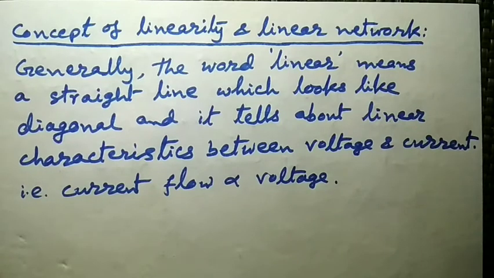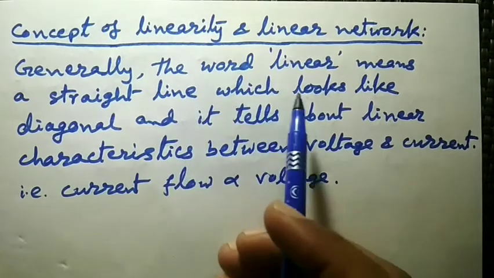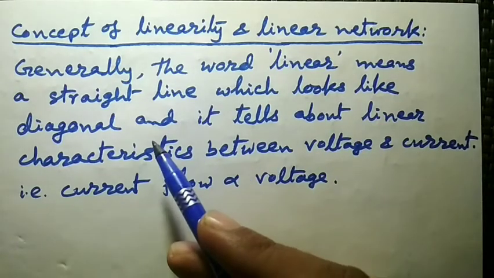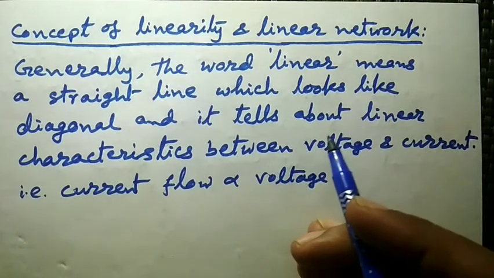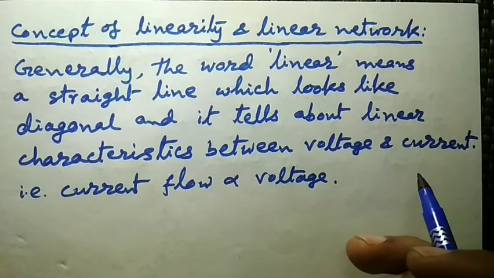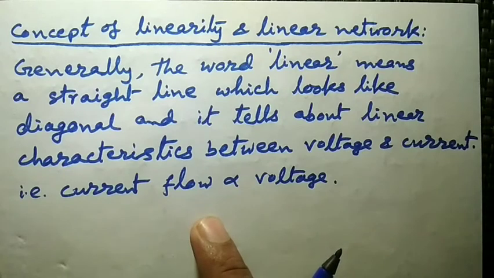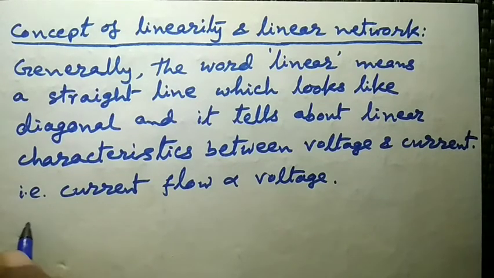Now the concept of linearity and linear network. Generally the word linear means a straight line which looks like a diagonal, and it tells about the linear characteristics between voltage and current. That is, current flow in a circuit is directly proportional to the voltage. It means in the circuit, if the voltage is increased, then the current will also be increased in direct proportion and vice versa.